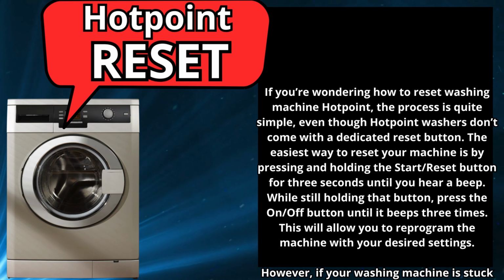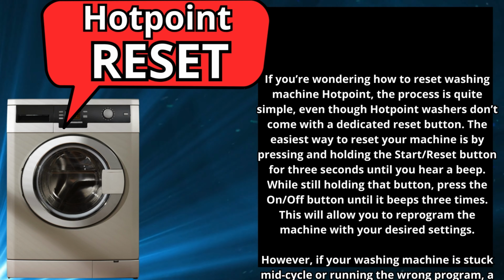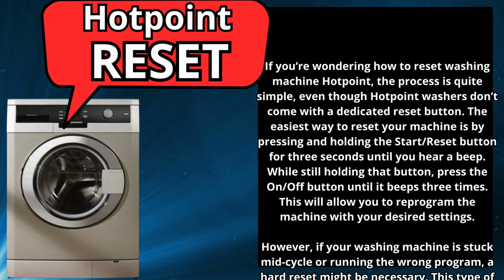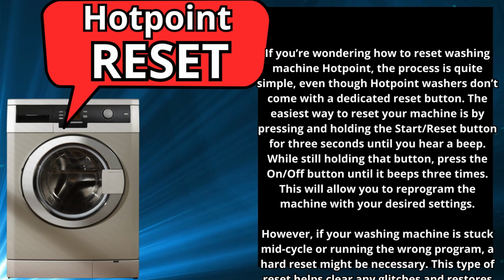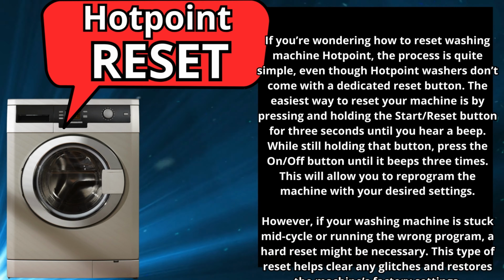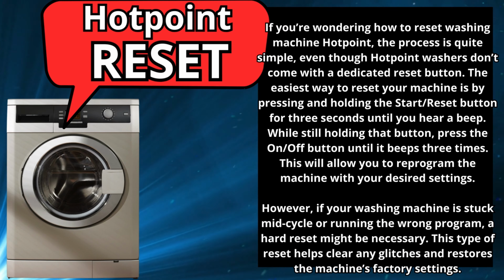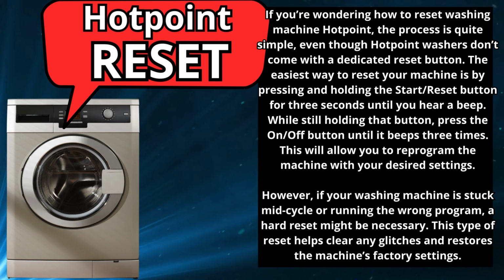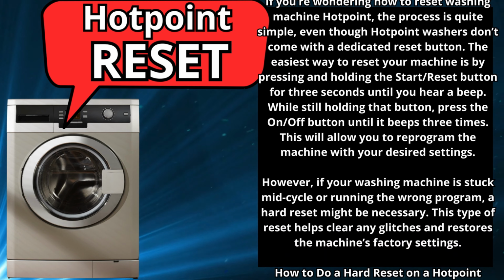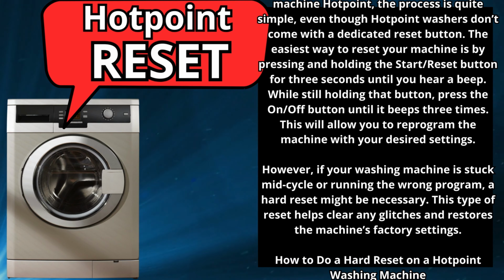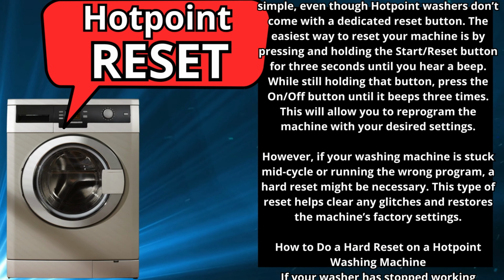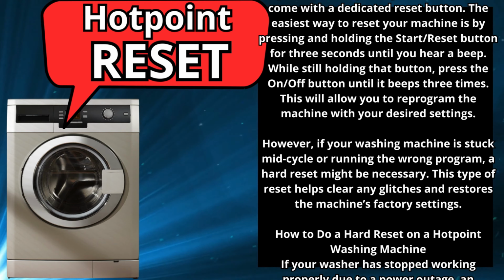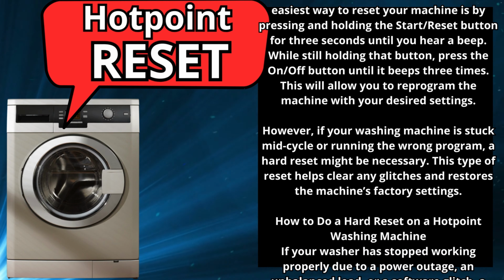If you're wondering how to reset a Hotpoint washing machine, the process is quite simple, even though Hotpoint washers don't come with a dedicated reset button. The easiest way to reset your machine is by pressing and holding the Start Reset button for 3 seconds until you hear a beep. While still holding that button, press the on-off button until it beeps 3 times. This will allow you to reprogram the machine with your desired settings.